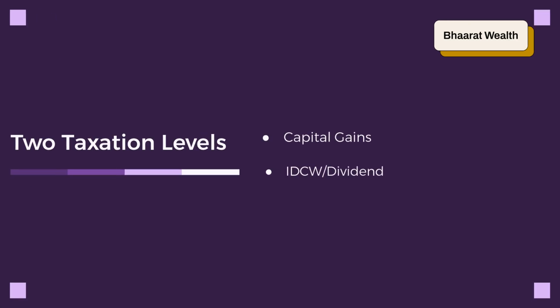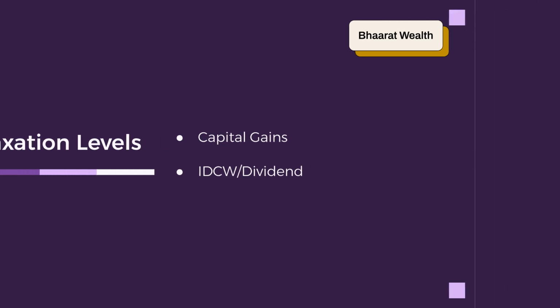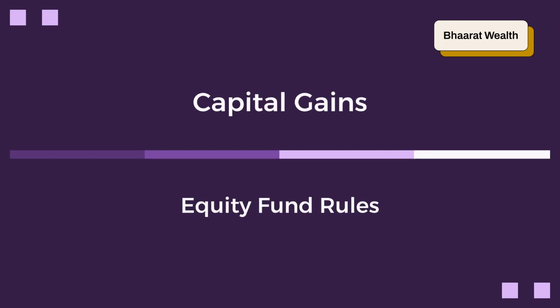Taxes primarily affect investors at two levels: capital gains arising from unit redemption and income distribution, now referred to as IDCW. Let's start with capital gains taxation, which occurs when units are redeemed at a higher value than the purchase price. We'll look at equity-oriented mutual funds first.